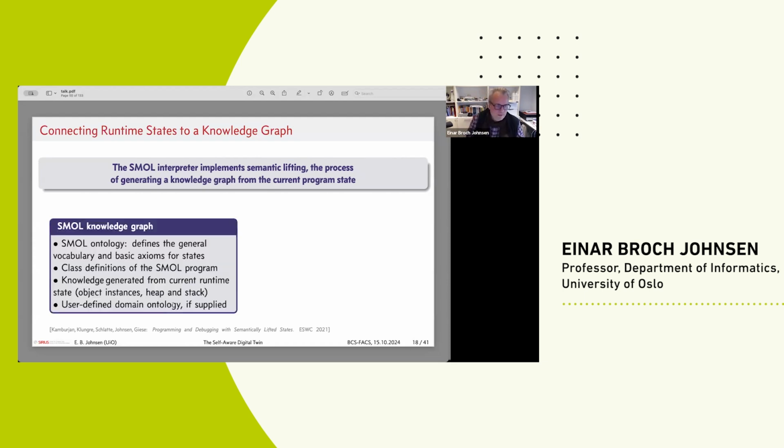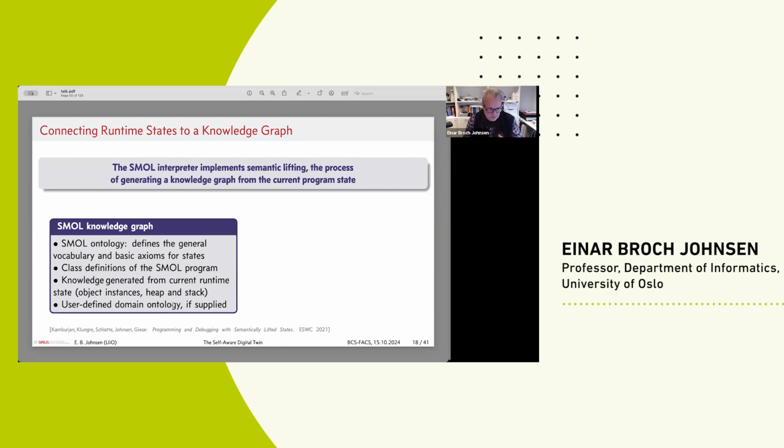And the basic idea now is that we take the whole runtime state and we lift it into a knowledge graph, such that we can use inference systems over ontologies to reason about what's going on in the runtime state. And the way we are going to do this is that we have the ontology of Smol, which is really defining the structure or the vocabulary for the different ingredients in the runtime state. So we have things like process and heap and so on.